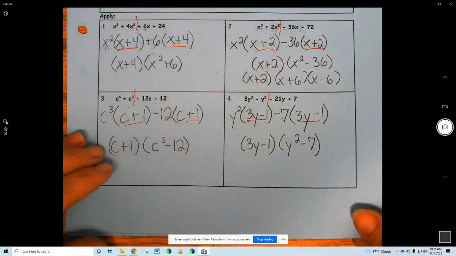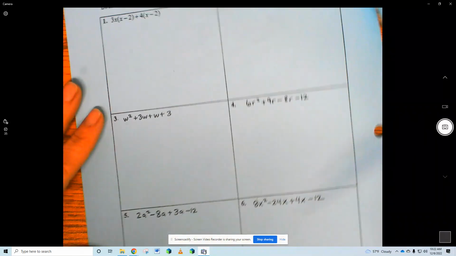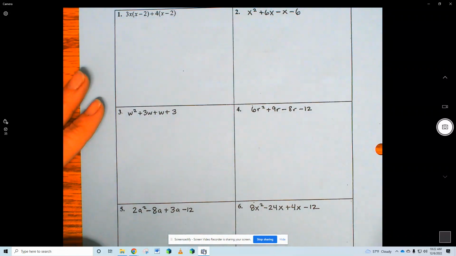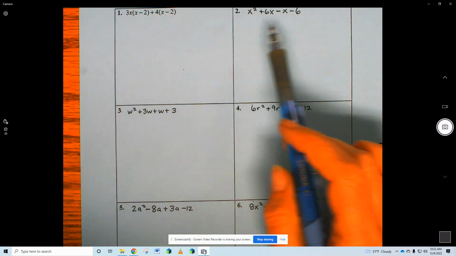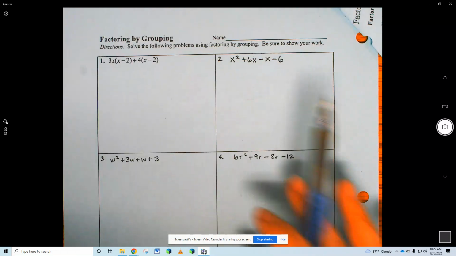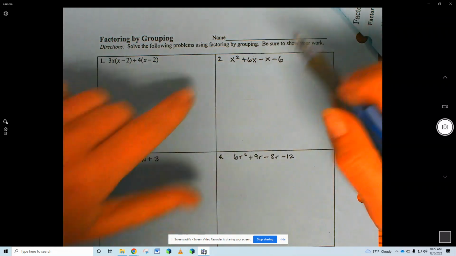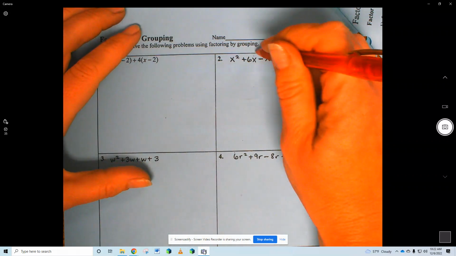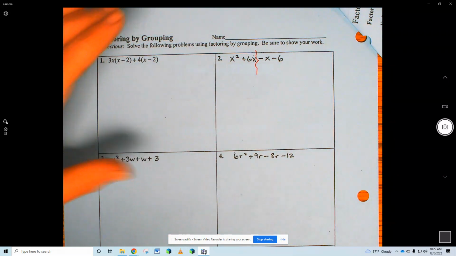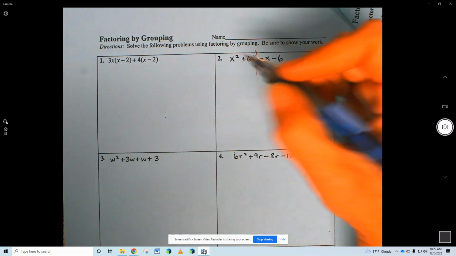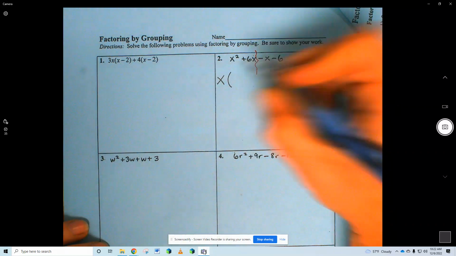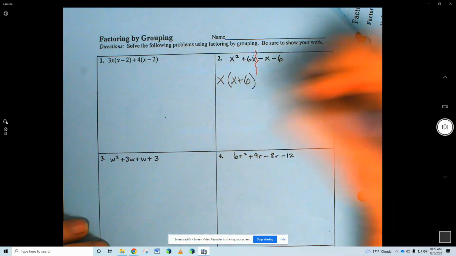I have to show you guys one of the questions. This is your homework, so 1 through 6. But I want to talk to you about number 2. So I'm doing number 2. I'm starting it with you. You have an x in common up front. So it's x plus 6 there, right?